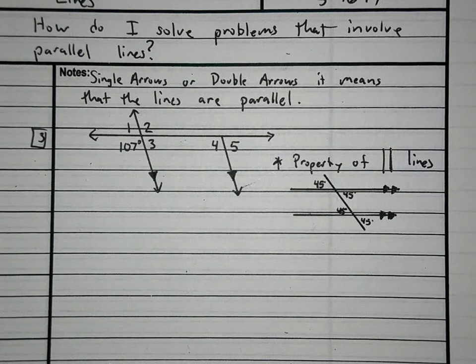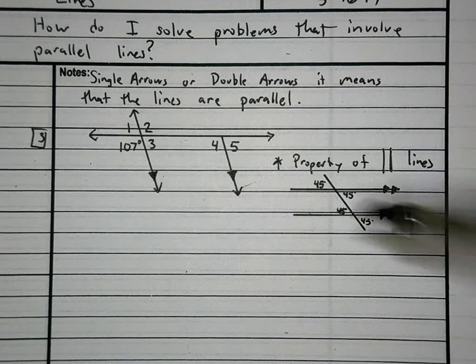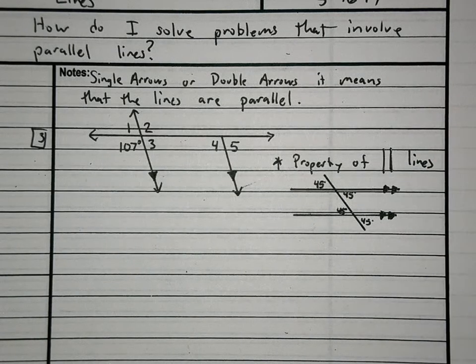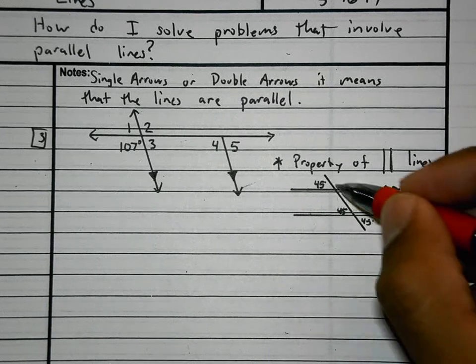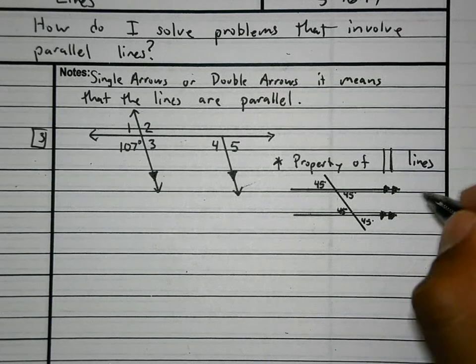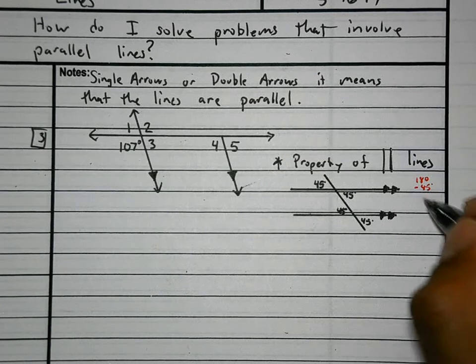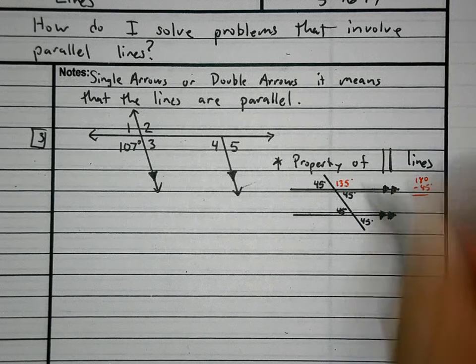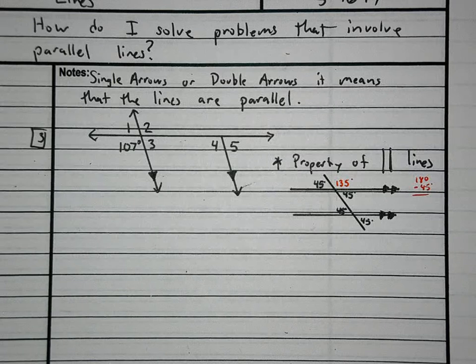Does that make sense to you? That's what you're going to have to apply to all the problems that you have today. So 45, 45, 45, 45. The other ones are supplementary. What does that mean? That means this plus this should add up to 180 degrees. Do you know what 180 minus 45 is? And you know how big this angle has to be? What is 180 minus 45 degrees? Go ahead, Ray. 135 degrees. These are still supplementary because they add up to be a straight line.